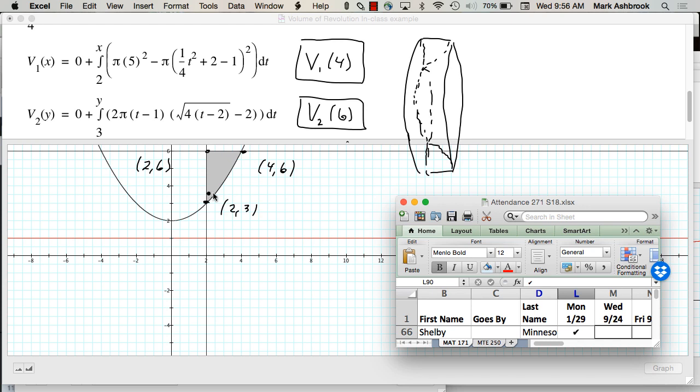Likewise, with the y cylinders, this function will keep track of how much volume you have as y increases. So to get all the volume of that whole shell, you're going to take the volume when y equals 6. That'll be all the accumulated volume starting from y equals 3 up to 6.